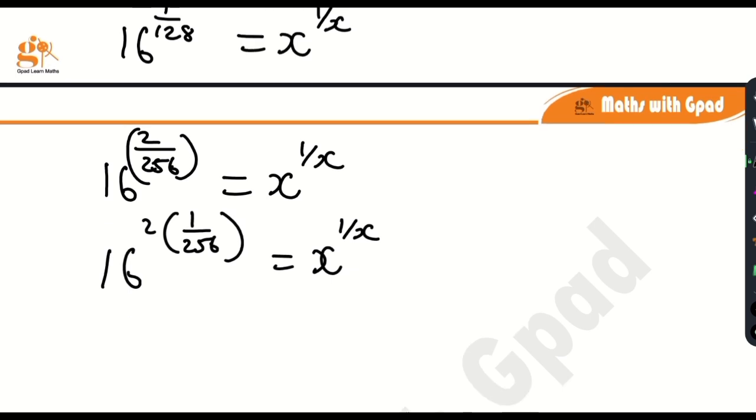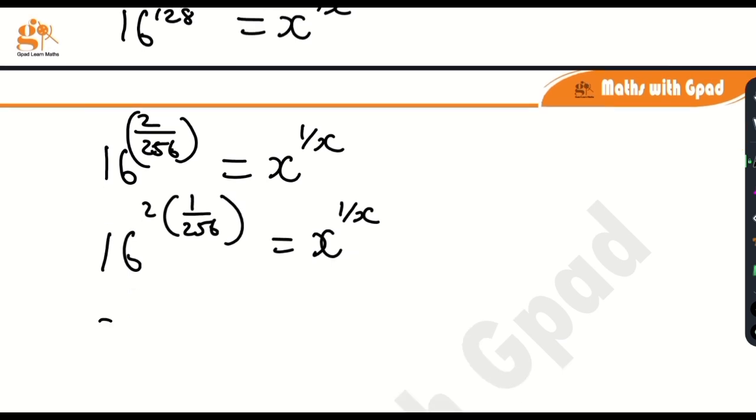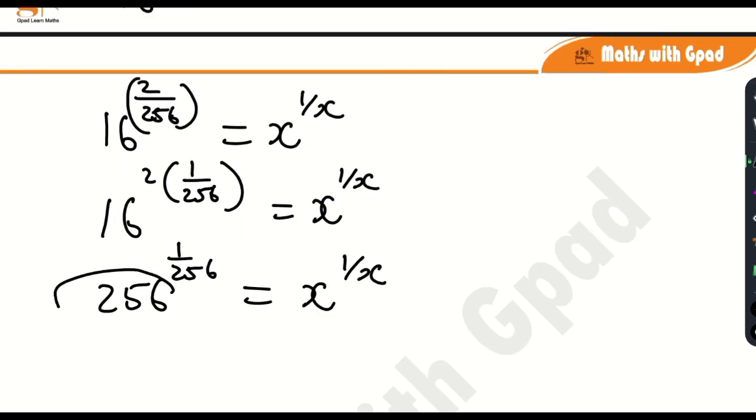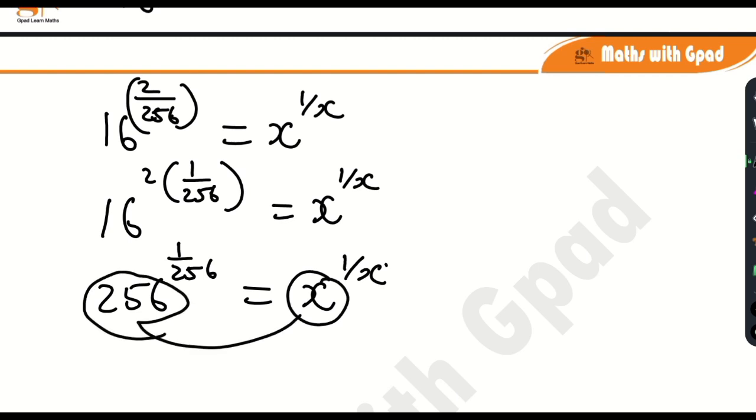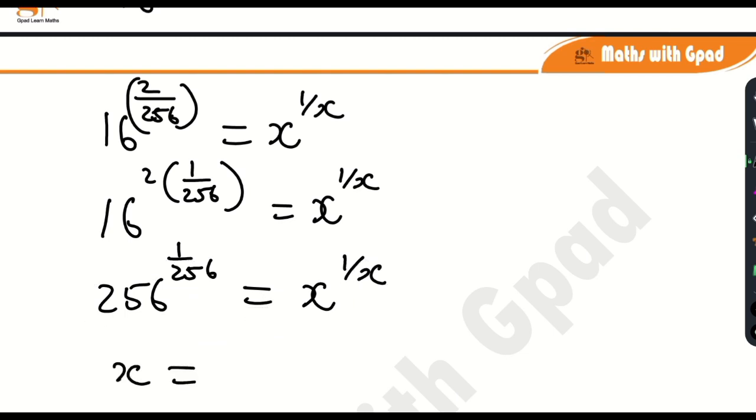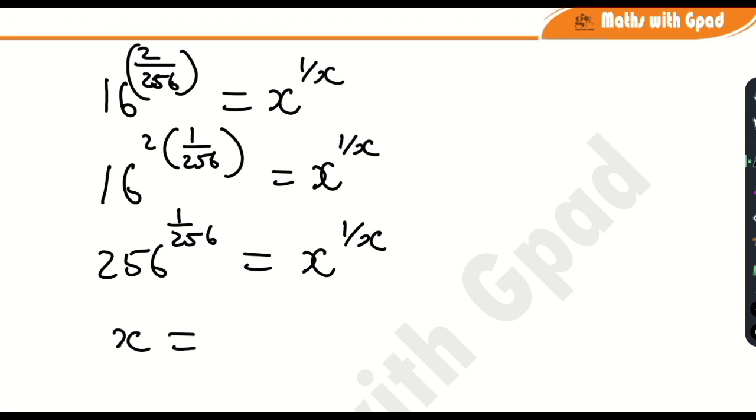Now, what is 16 raised to the power 2? It is 256. And then you have 1 over 256 here as well, and this is equal to x raised to the power 1 over x. Can you see that the base here is the same with this 256? And if you compare, you will see that this is x, so x maps to x. And then x here again maps to 256. So what does that tell you? It means that the value of x is equal to 256.